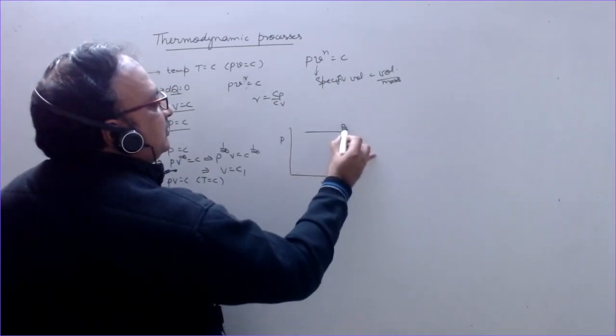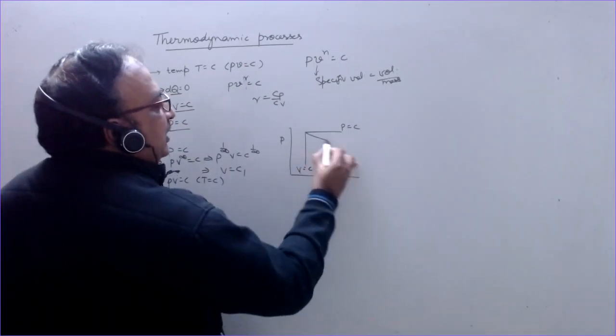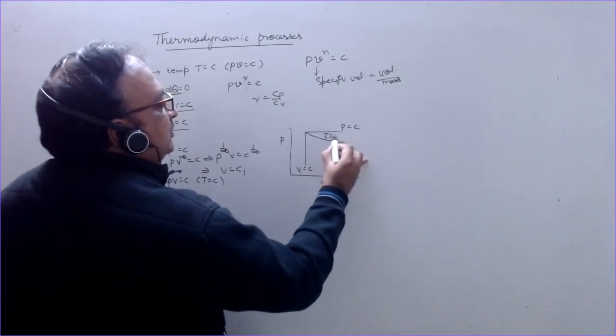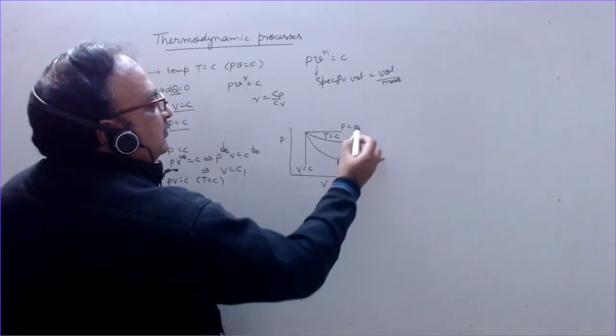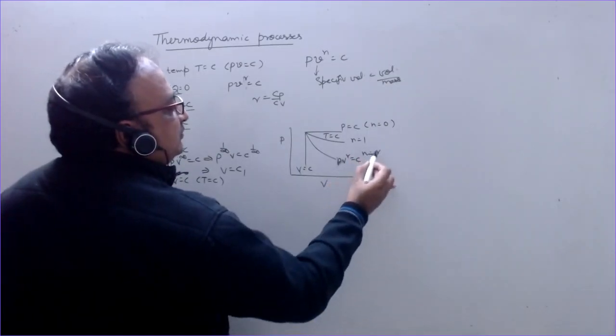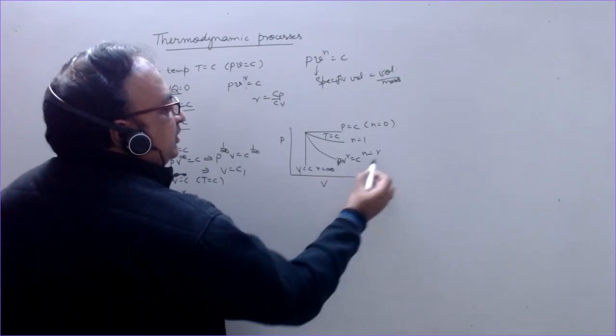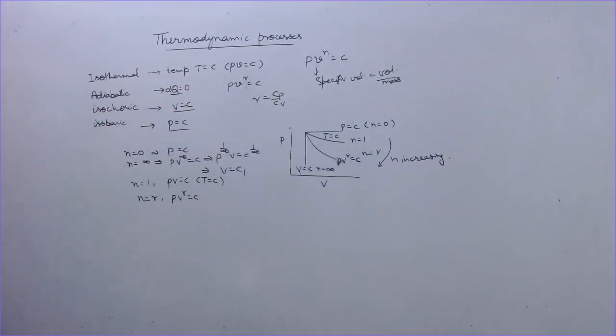We can show these processes on property diagrams. This is isochoric, this is isobaric, and we have this process isothermal and adiabatic, PV raised to the power gamma equal to constant. So n here is 0, n is 1, n equal to gamma for this one, and n equal to infinity for this. So you can see that n is increasing in this direction. So these are the different thermodynamic processes. In the next discussion we will discuss the specific heat and the work done by the system during a thermodynamic process.